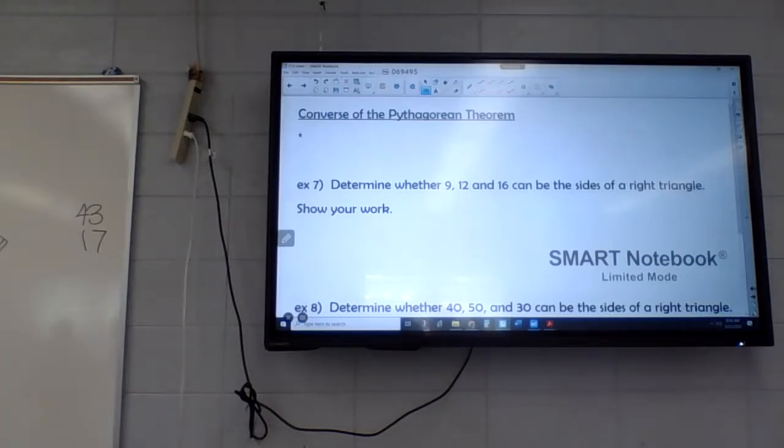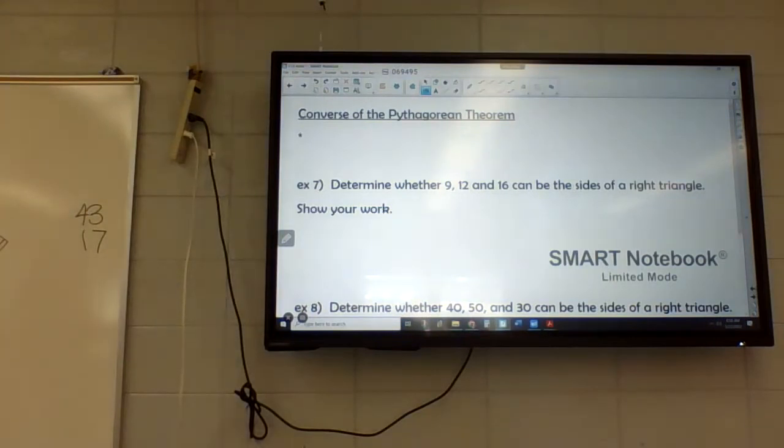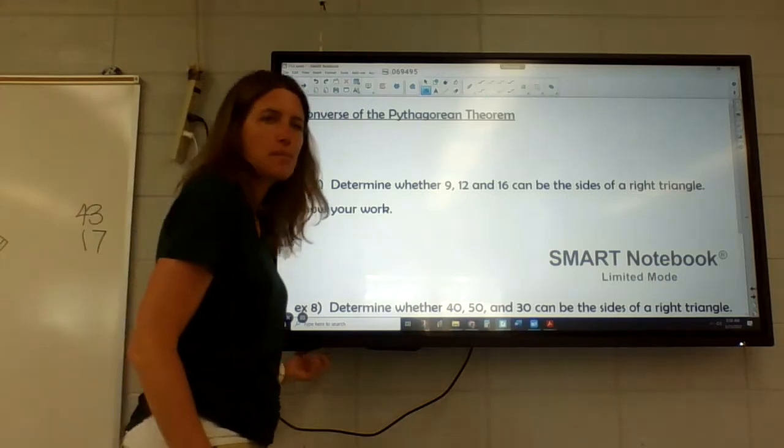All right, so the converse of the Pythagorean theorem, converse just means kind of like the mathematical opposite. No, not with like the shoe. It's strange that it's the same thing. But okay, no whistling, please.